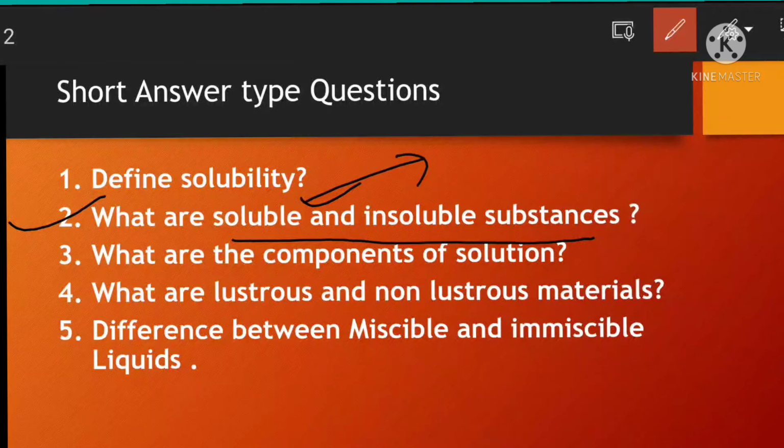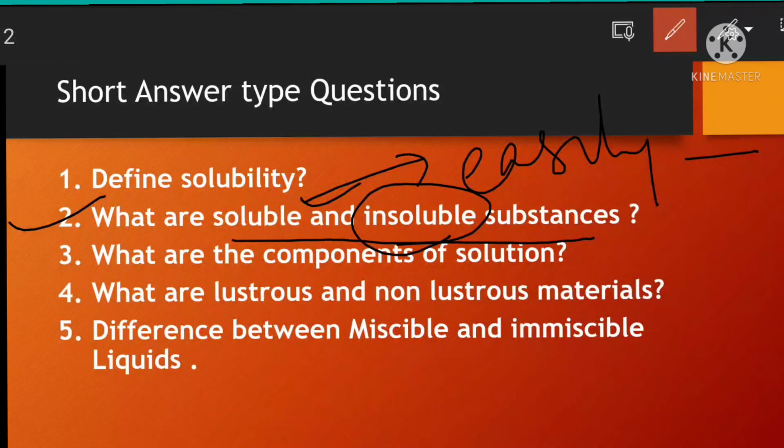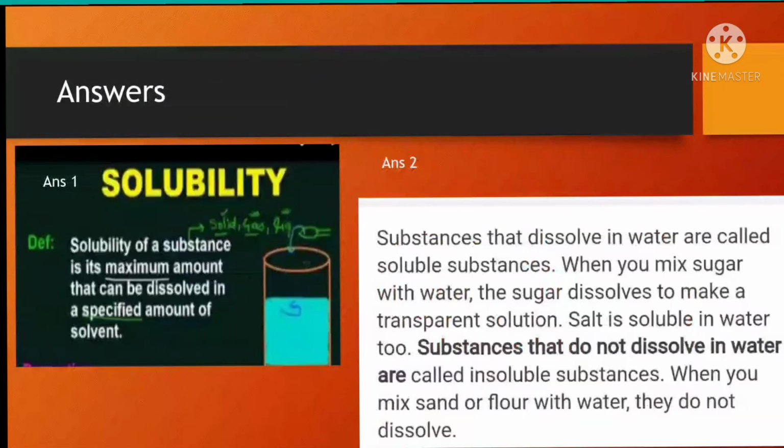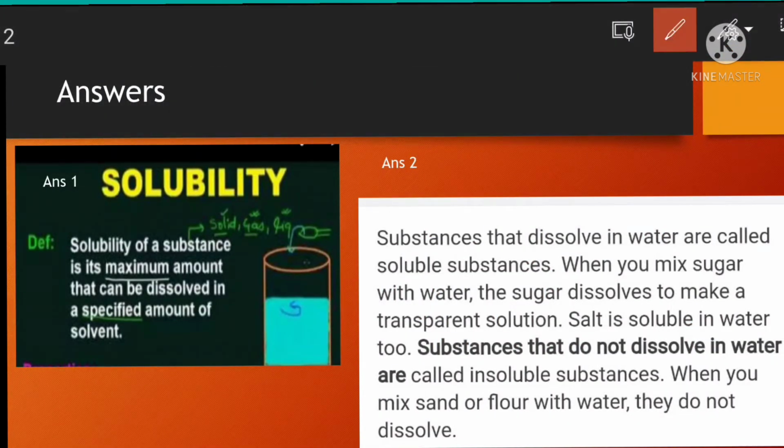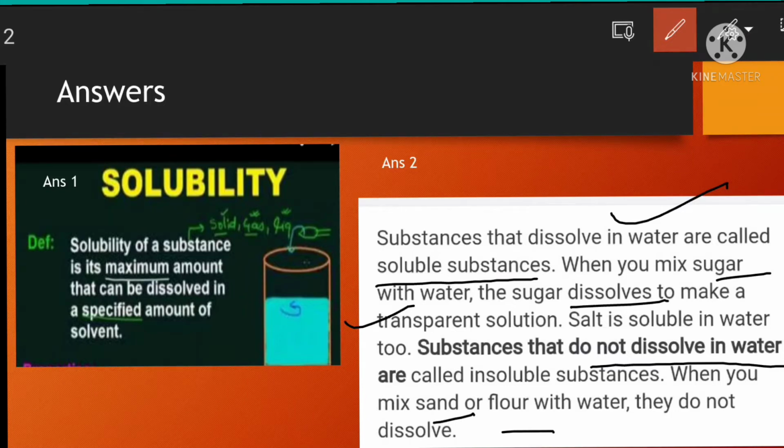Substances which can be easily dissolved in water are soluble, whereas a substance which cannot be easily dissolved in water is insoluble. Substances which can be easily dissolved are called soluble substances. Like if you mix sugar in water, it can be easily dissolved and form a transparent solution. That means sugar is dissolved in water. Salt is also soluble in water. But there are certain substances which do not dissolve in water. When you mix sand or flour in water, they do not dissolve. So that means they are insoluble in water. I hope it is clear.